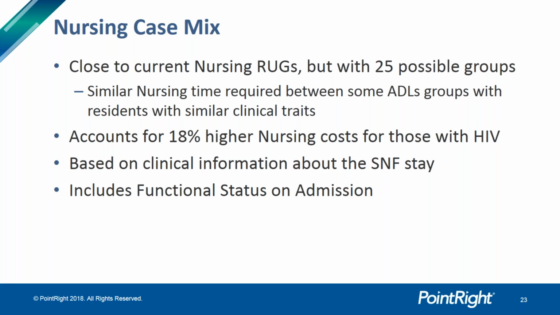Within nursing, there's an accounting for additional nursing costs for those folks that have a diagnosis of HIV. Again, it's going to be important to make sure you get that diagnosis code on the claim in order to make sure that the information flows through to the reimbursement. But it is accounted for within the nursing case mix. And they'll be looking at the clinical information during the stay in order to put folks into the nursing case mix category. And similar to the therapies, this functional status is going to be important as well. So the functional status on admission, Section GG, will be a key.